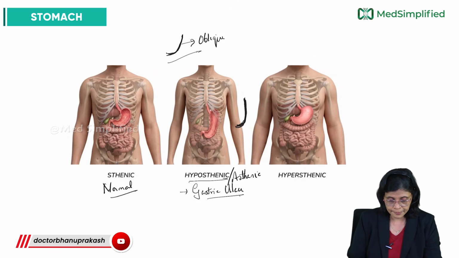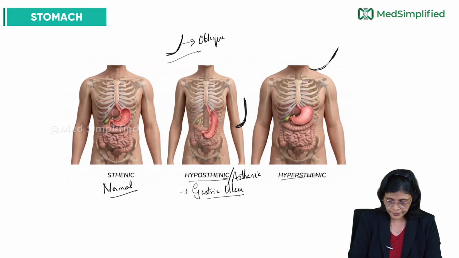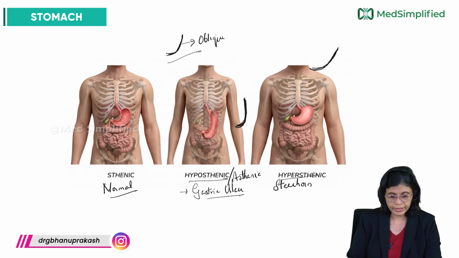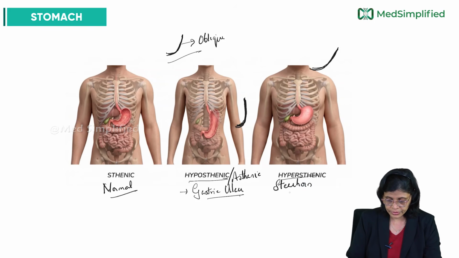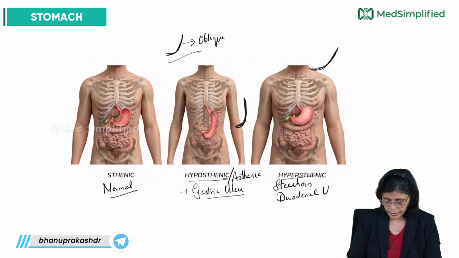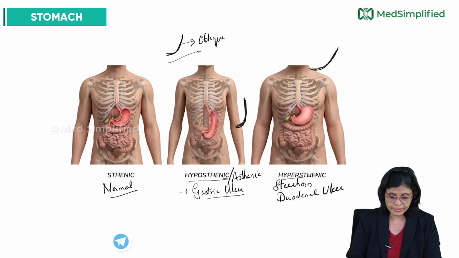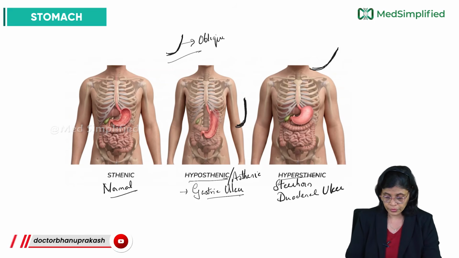Then we have hypersthenic, where the J becomes more oblique, also known as the steer-horn type of stomach. These people are more likely to suffer from duodenal ulcer, because of the shape, the HCl can easily seep into the duodenum, where it can result in ulcer depending upon the amount of secretion and exposure for a longer time.